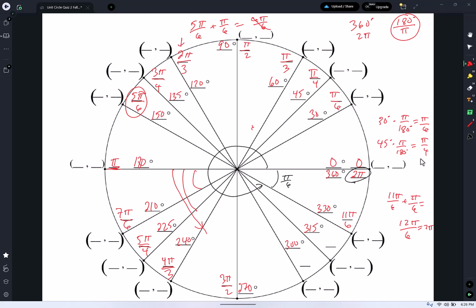So what happened in quadrant 2? The numerator is 1 less than the denominator. The denominator is 3, so 2 pi over 3. The denominator is 4, so 3 pi over 4. The denominator is 6, so 5 pi over 6. In quadrant 3, the integer in front of the pi is 1 more than the denominator. That's a 6, so 7. That's a 4, so 5 pi. That's a 3, so 4 pi. So there it is: 7 pi over 6, 5 pi over 4, 4 pi over 3.